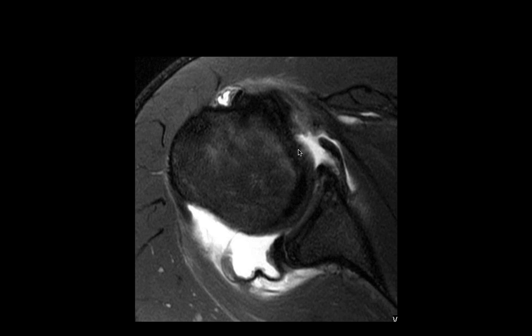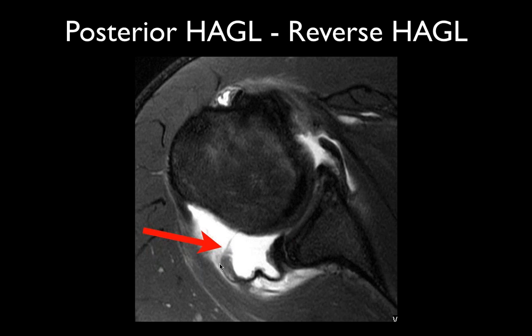So we have an axial PD fat-set image in a patient who's had an arthrogram, and there's undulation of a low signal intensity structure which attaches to the posterior glenoid, which may be the posterior band of the inferior glenohumeral ligament. So this is often called the reverse HAGL. Most HAGL lesions are more anterior than this. So this is a reverse HAGL lesion.